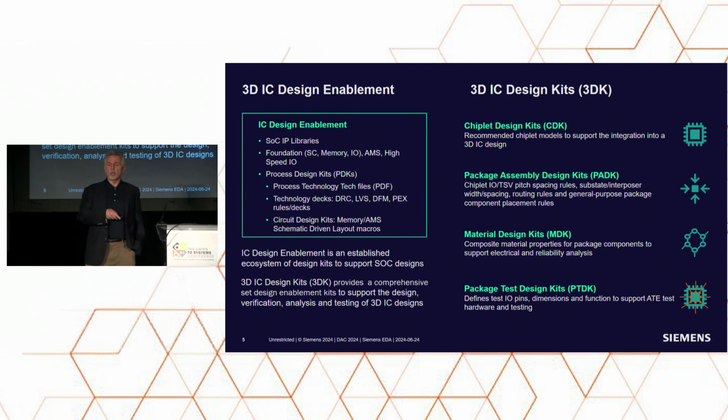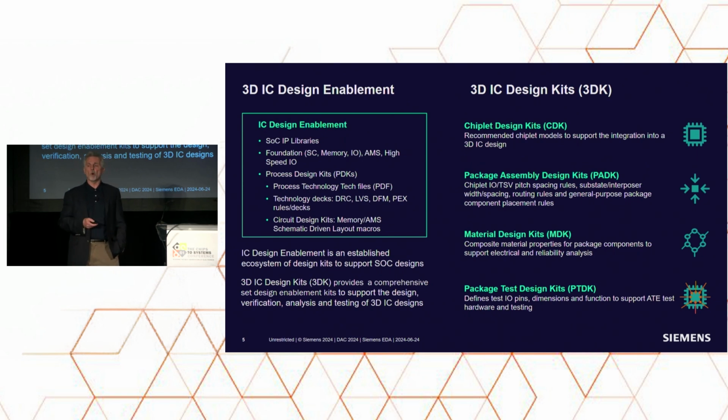What we're trying to do here is define a format to describe the material properties that are used for the analysis throughout the design flow. And again, these are machine-readable formats that can be used. So rather than having an engineer type this information from a PDF, we describe all these rules and material properties in a reusable format. And then if we get buy-in from all the EDA vendors, all their tools can support those material properties. And the last is package test design kits.